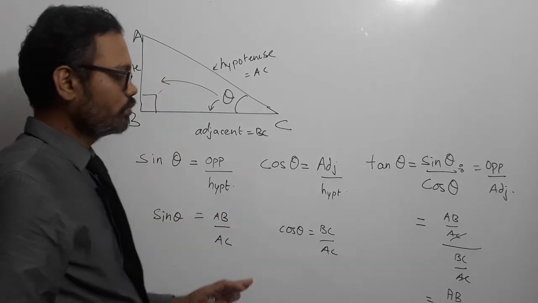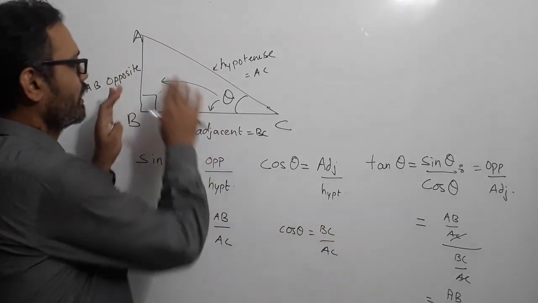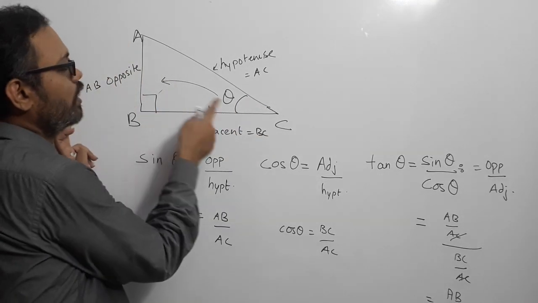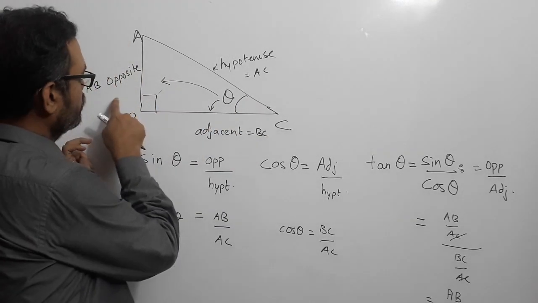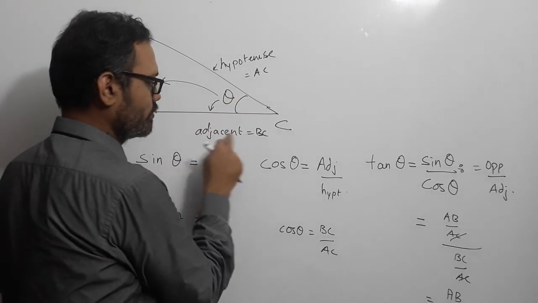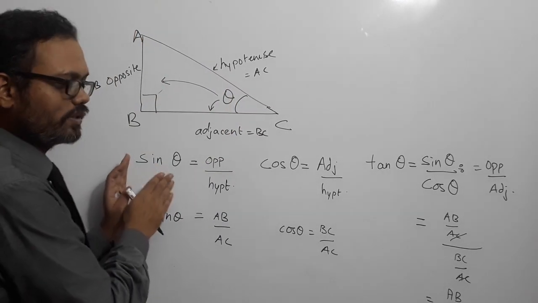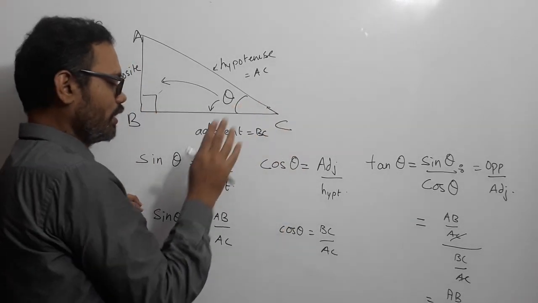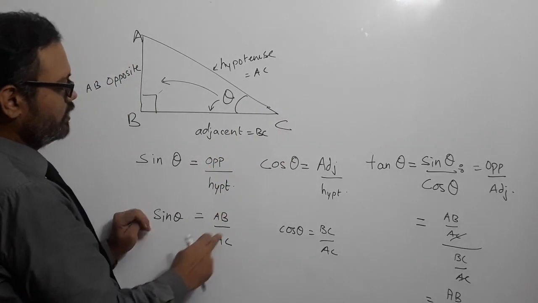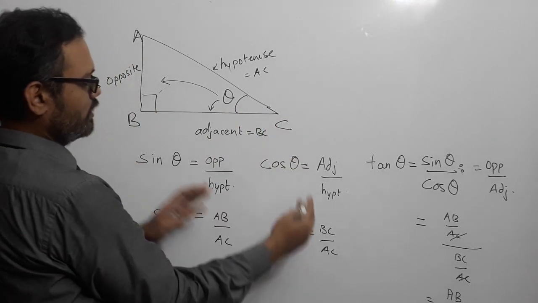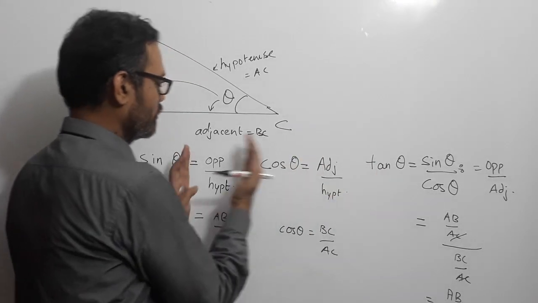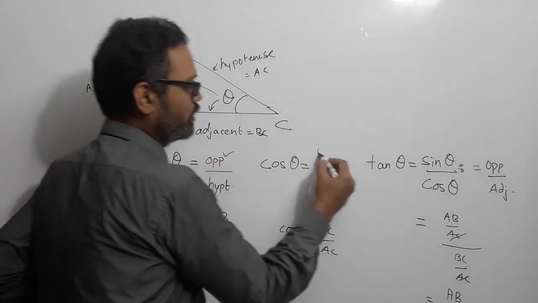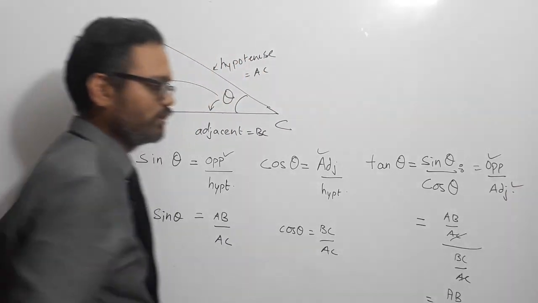So what I want you to do, again I'll explain very quickly. This is a right angle triangle, this is 90 degree, this is theta. The side opposite to theta is opposite, which is AB. Adjacent to theta is BC. Hypotenuse is AC. What is the value of sine theta? Sine theta is nothing but opposite upon hypotenuse. Cos theta is adjacent upon hypotenuse. Opposite, which is AB, upon AC. Cos theta is adjacent, BC, upon AC. What is tan theta? This divided by this, sine theta upon cos theta, which gives me opposite upon adjacent. Opposite upon adjacent is tan theta.